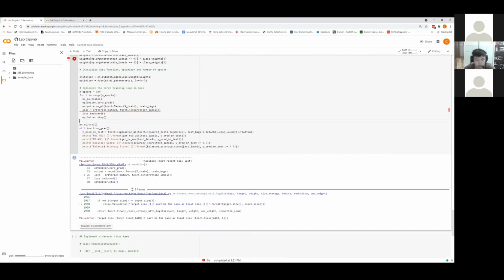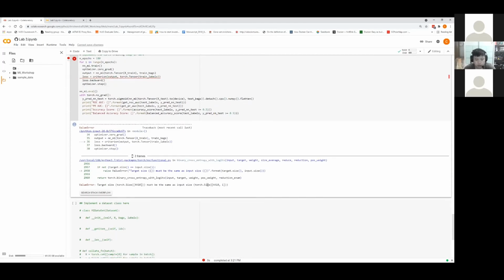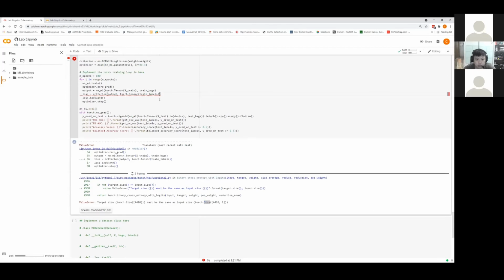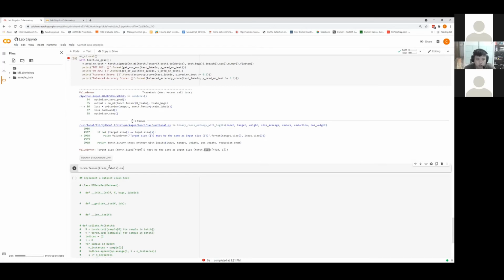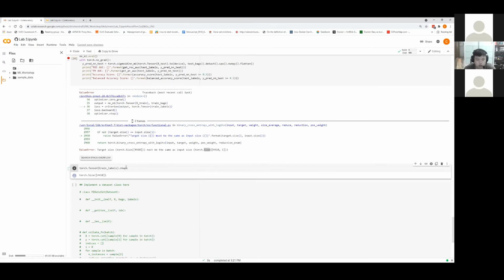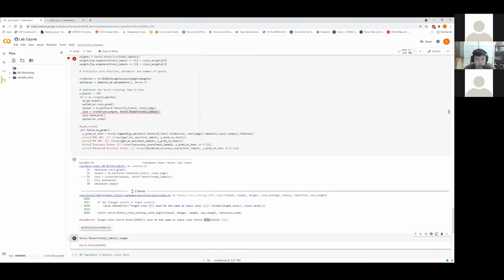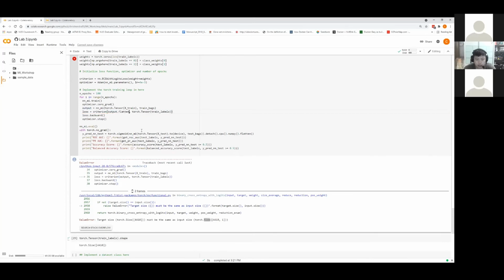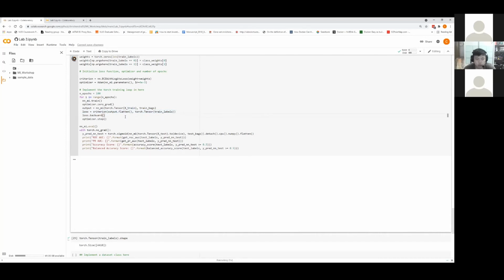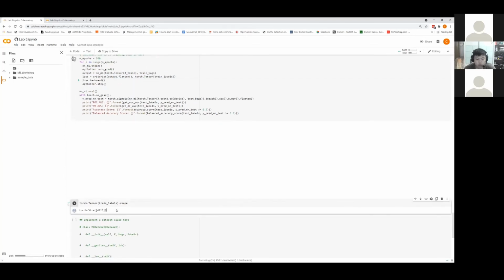Okay, there's an error. So there's a mismatch in shape. Let me troubleshoot this real fast. Okay, so you can flatten this output. So this output and these labels will have the same shape. And you can just run this again and wait for a while.